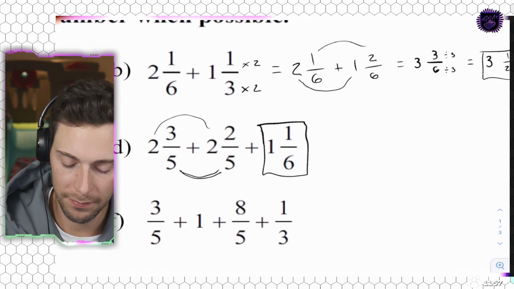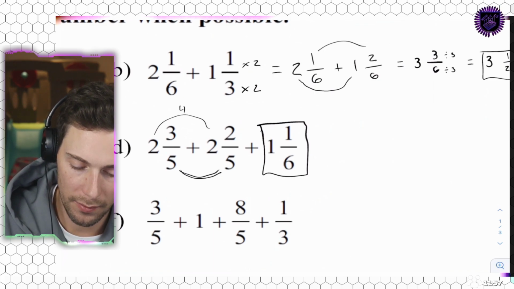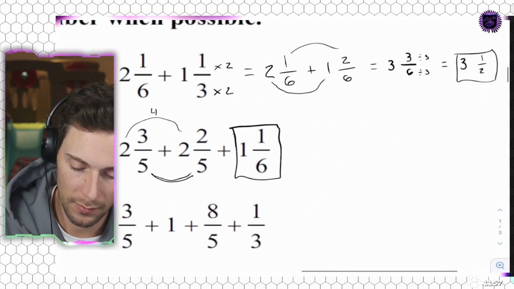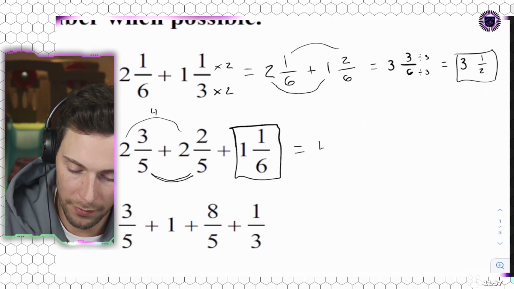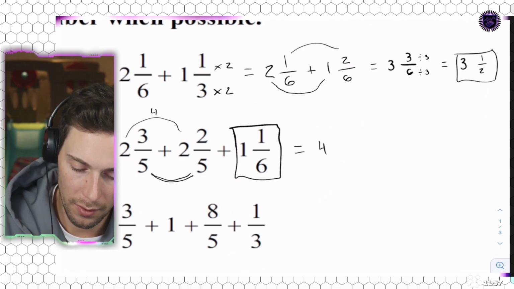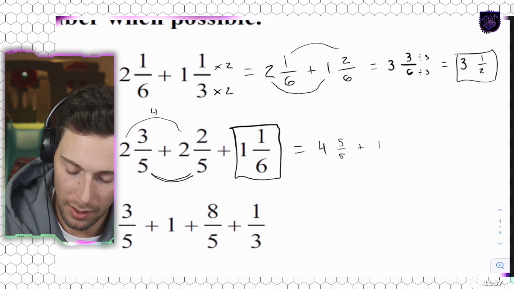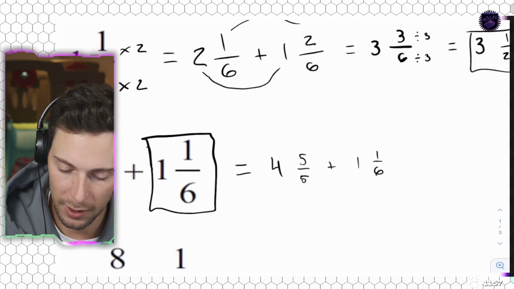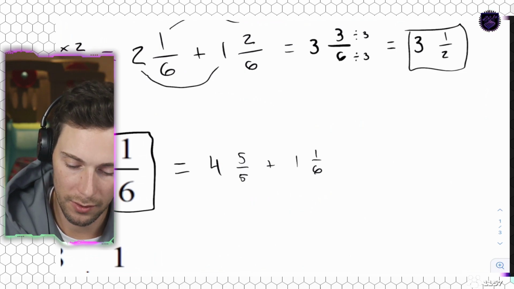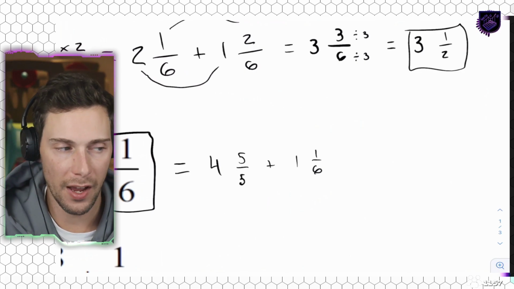So that's going to be 4, equals 4, and 3 plus 2 is 5/5 plus 1 and 1/6. Now, let's look at this fraction I have. Oh my gosh. Rewrite that. 4 and 5/5. 5/5 is a whole.